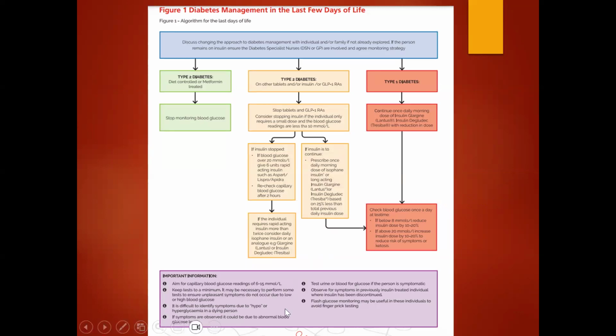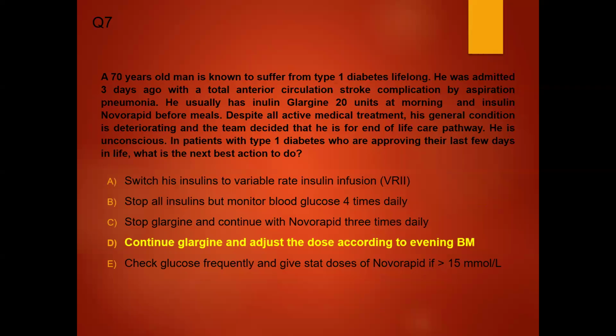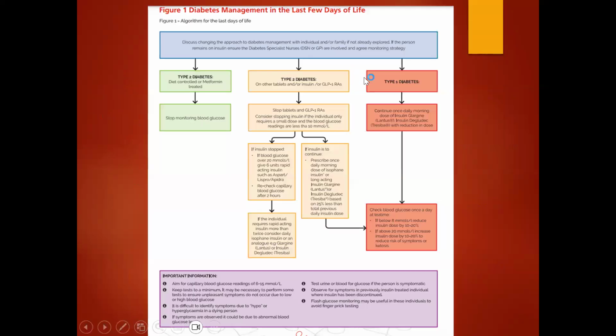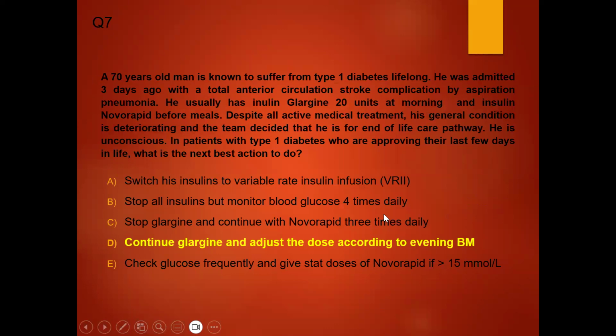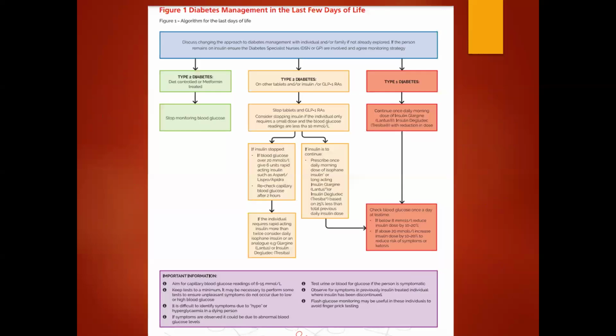Algorithm for the last days of life. Type 2 diabetic patient, diet control or metformin treated, stop monitoring blood glucose. Now, when we talk about a patient who is type 1 diabetic, let's move on to type 1 diabetes. Continue once daily morning dose of insulin with reduction in the dose to be considered. We are talking about the long-acting insulin, as we did in this patient. And we should check the blood glucose once a day at tea time, which is the evening. So that was the answer. According to the evening BM, we will adjust the doses.